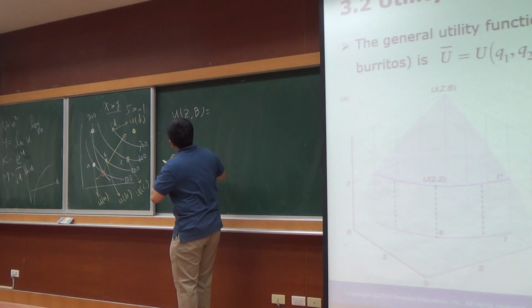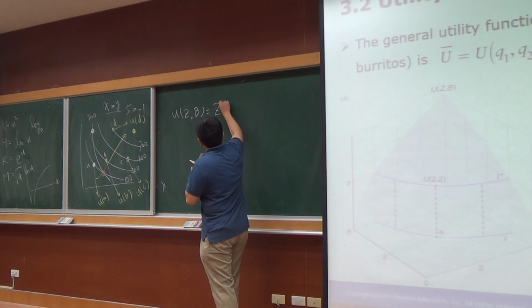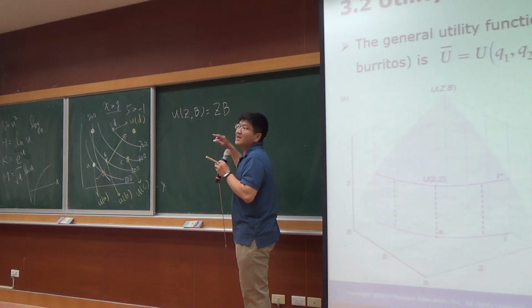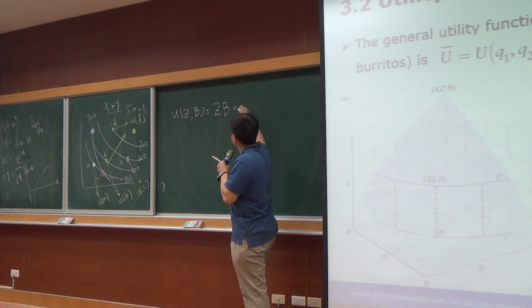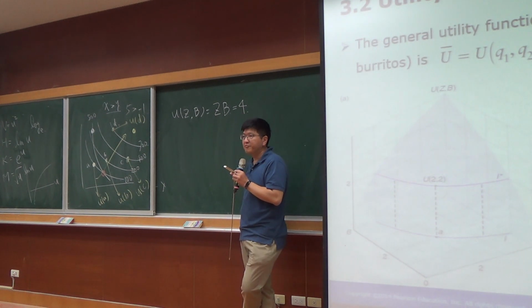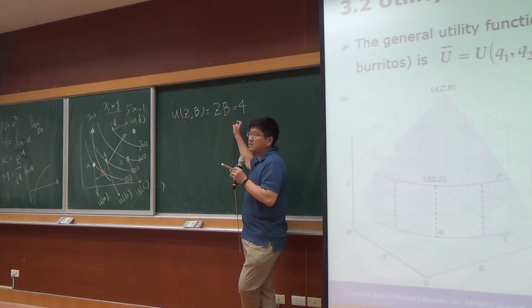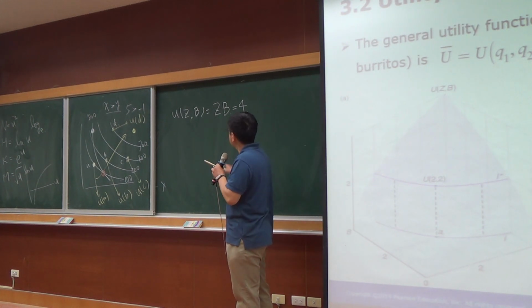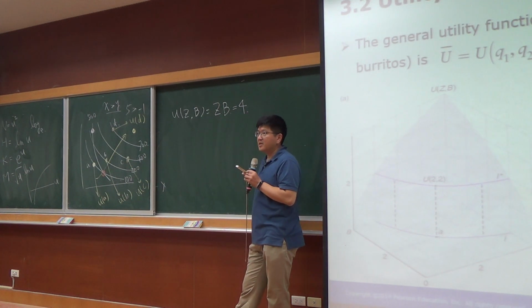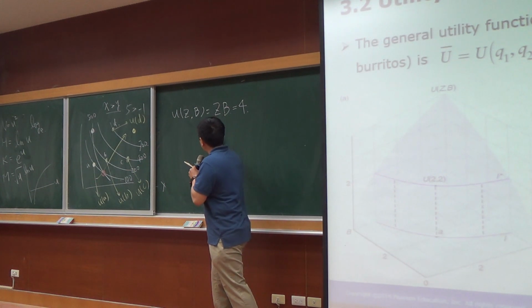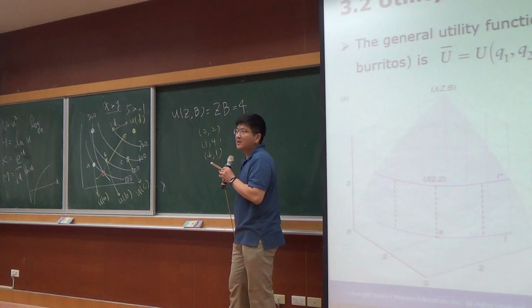Pizza, burritos. If we use this specific utility function, then if I further ask you to restrict this function to the level of 4, if we just restrict this function equaling level of 4, then what happened? What do you think? Which points satisfy this relation? Of course, 2, 2, right? And 1, 4, or 4, 1. Anything else?